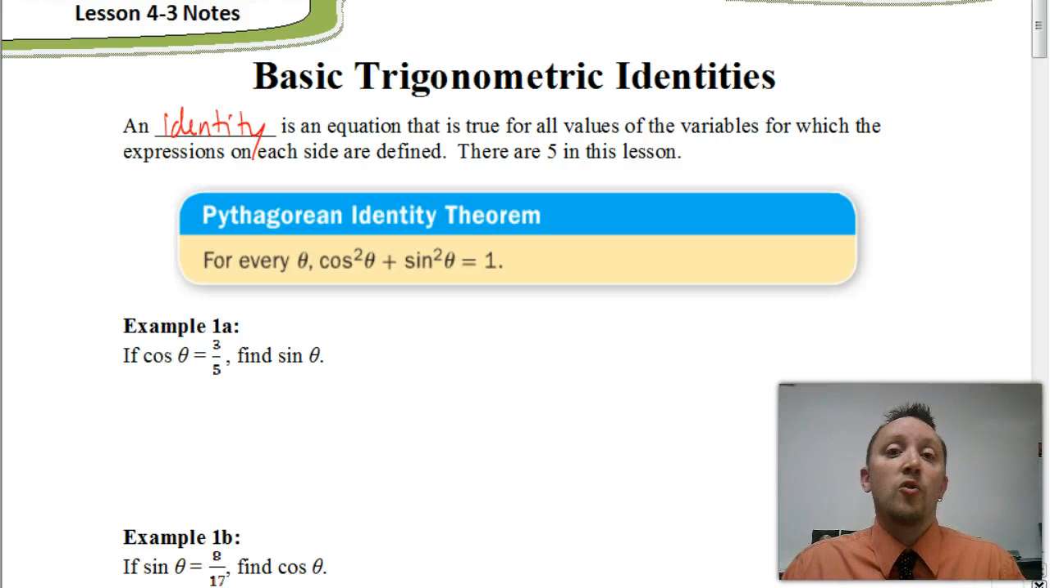But like I said, you only have to memorize and make sure you know this first one, but the other 4, you need to know how to use them and how to apply them. But I will give you the list of those 4 on the quiz and on the test. So let's go ahead and take a look now at these 5 identities and look at some application for them.